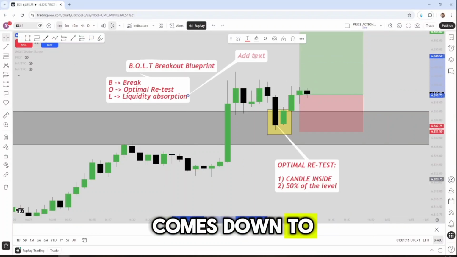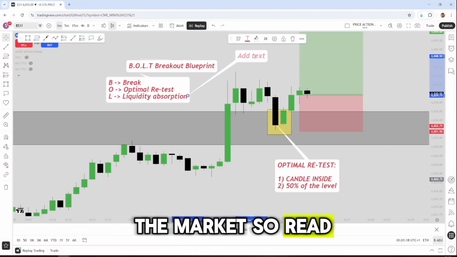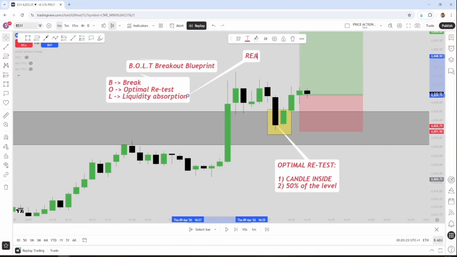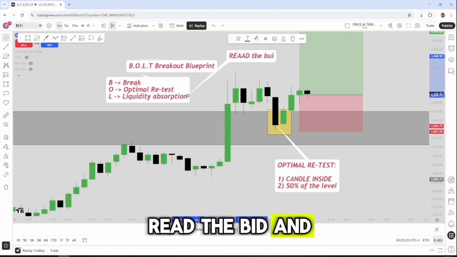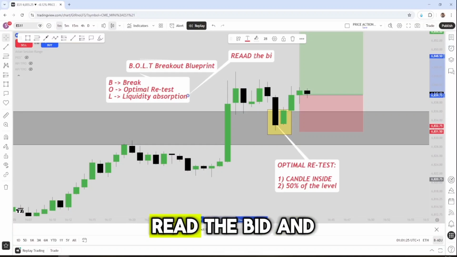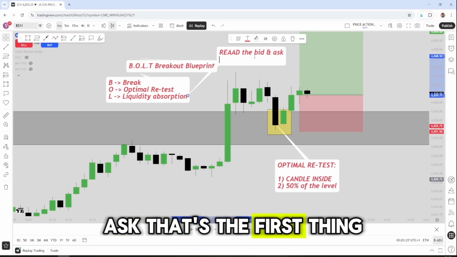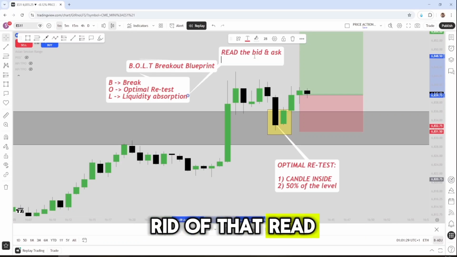Absorption comes down to, you want to be reading the market. So, read the bid and ask. That's the first thing. If I just get rid of that, read the bid and ask.